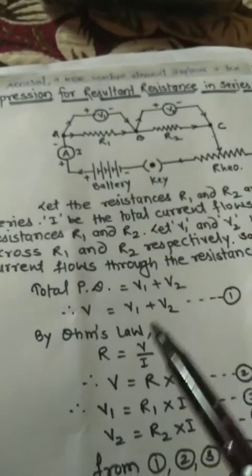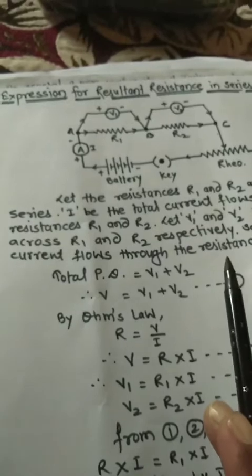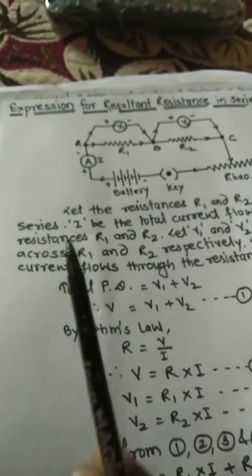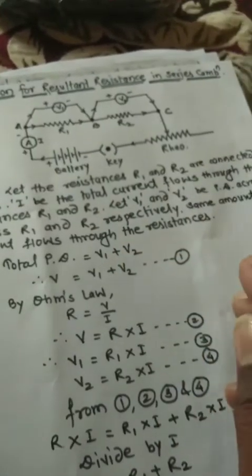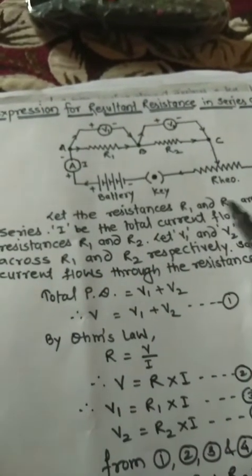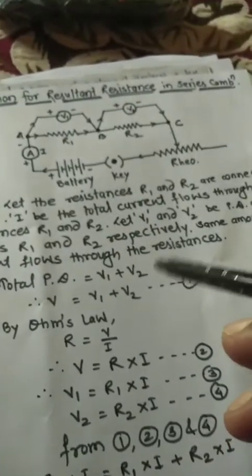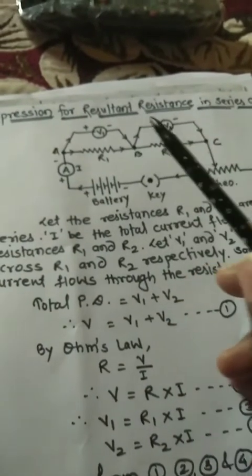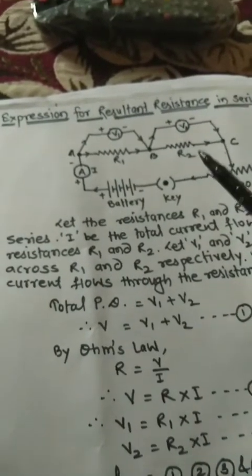Then how to derive? According to this connection we have to write the explanation. So whenever we derive an expression, at that time we have to write an explanation for that. So how to write the explanation? Let the resistances R1 and R2 be connected in series. I be the current that flows through R1 and R2. It is the total current flowing through R1 and R2. Let V1 and V2 be the potential difference across R1 and R2 respectively.